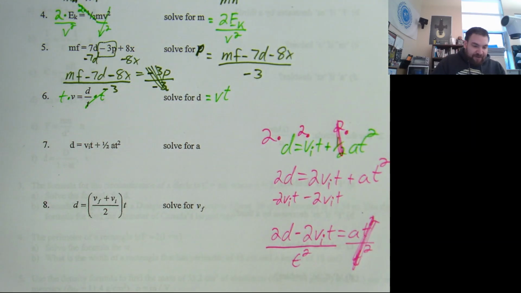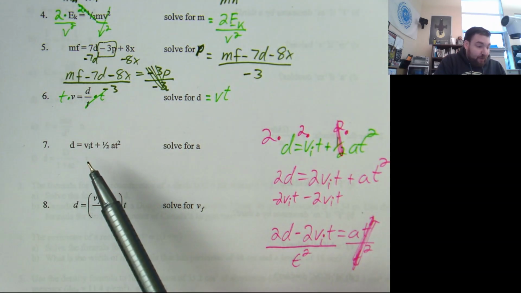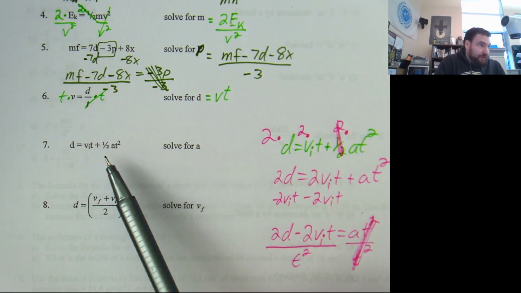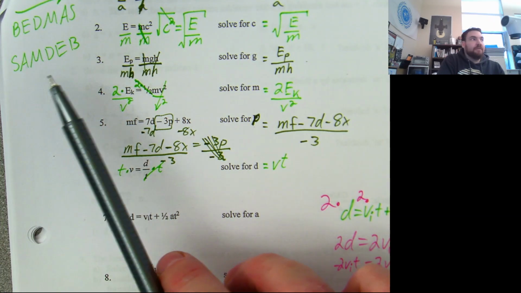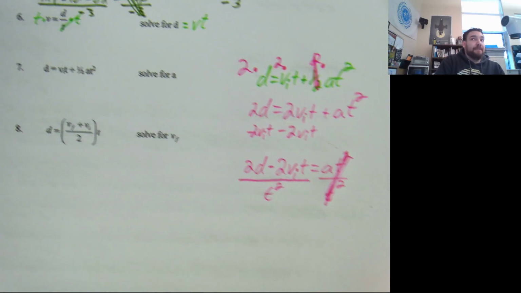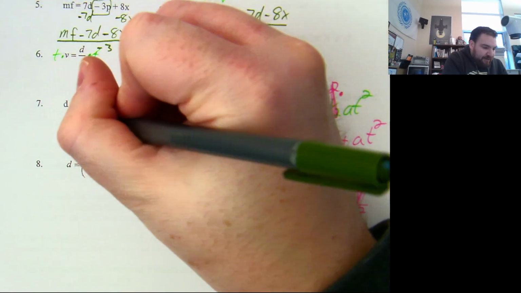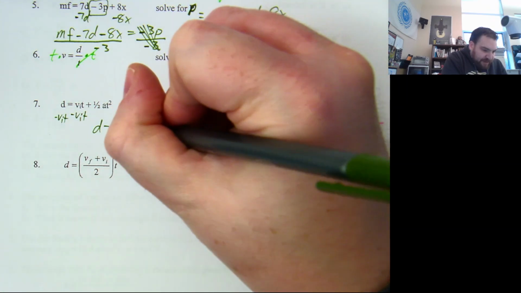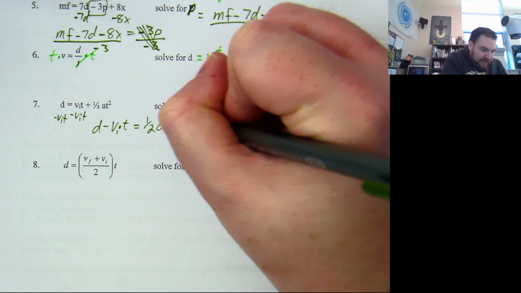Now let's go back over here. Kale said, well, we're doing SAMDEB. Okay, well, if you're following SAMDEB, if you're dealing with that first, instead of getting rid of the half, what would have been your first step if you're doing it this way? If you're reversing the order of operations, Emma, what would have been your first step? Yeah, taking away the VIT. So we're going to take away VIT. We're going to do that to both sides, and we're going to get d minus VIT equals 1/2 AT squared.